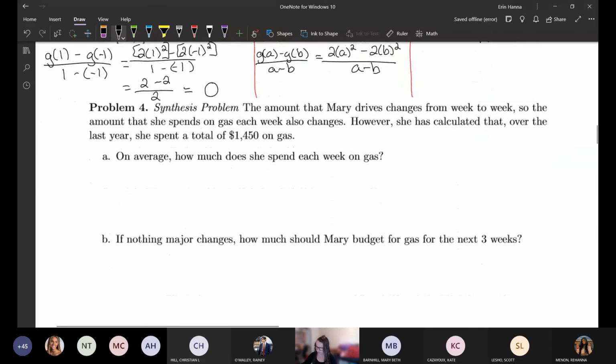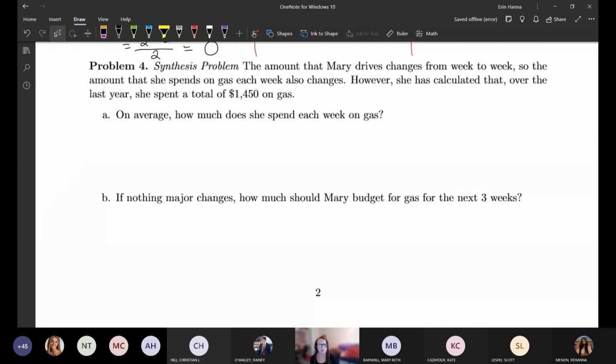All right. So the amount that Mary drives changes from week to week, so the amount that she spends on gas also changes. However, she's calculated that over the last year, she spent a total of $1,450 on gas. On average, how much did she spend each week on gas? So if you think about it, if she spends $1,450 on gas in a year, and there's 52 weeks in a year, on average, 1,450 divided by 52 would give that she spends approximately $27.88 per week.